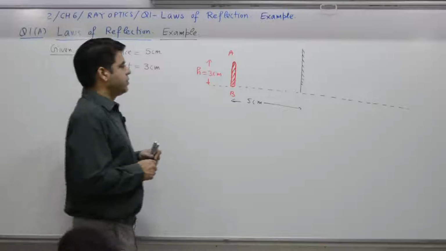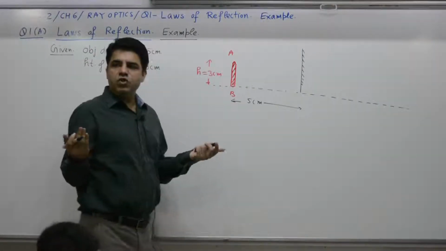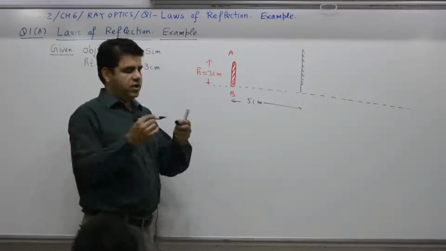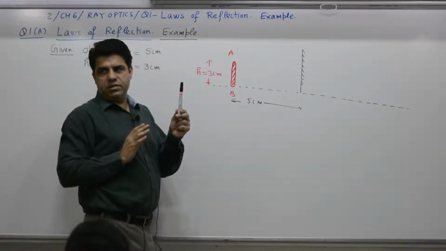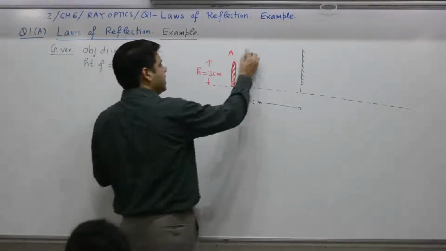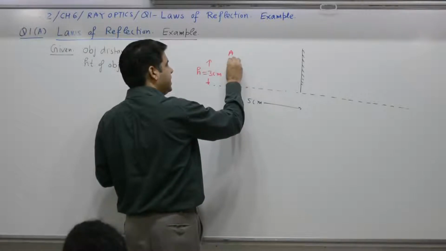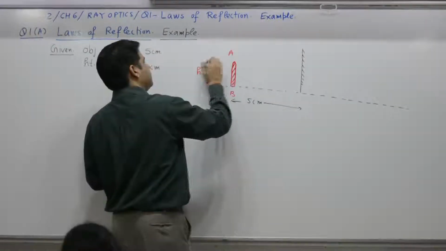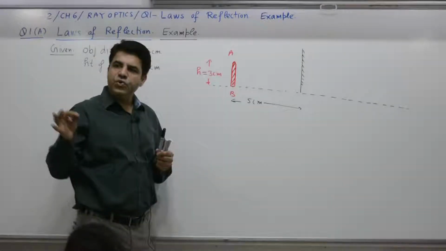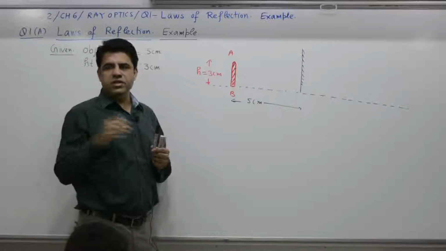Either AB is itself a source of light, a tube light, or it is an object on which the light falls. So if light falls on A, it will hit A. After hitting A, the light moves in all directions. We will draw a few rays to find its image.